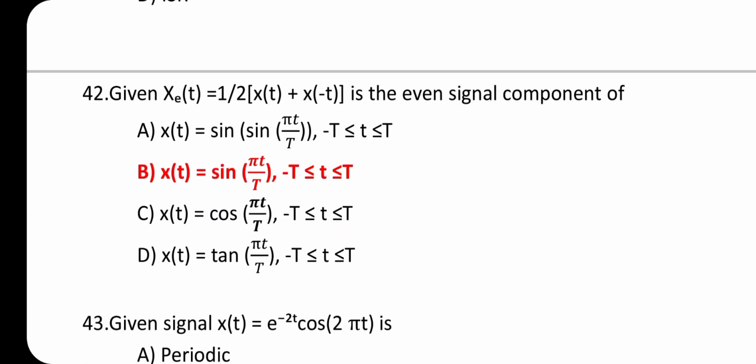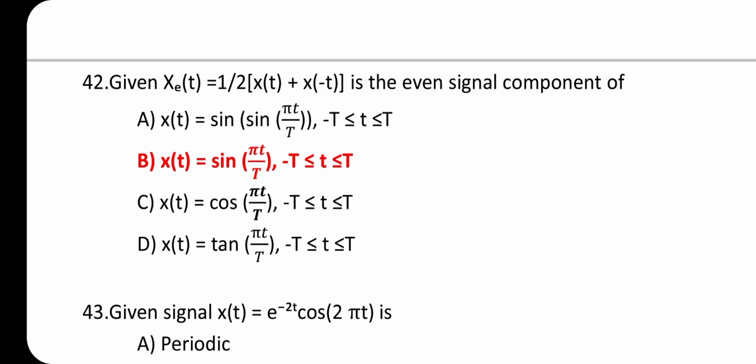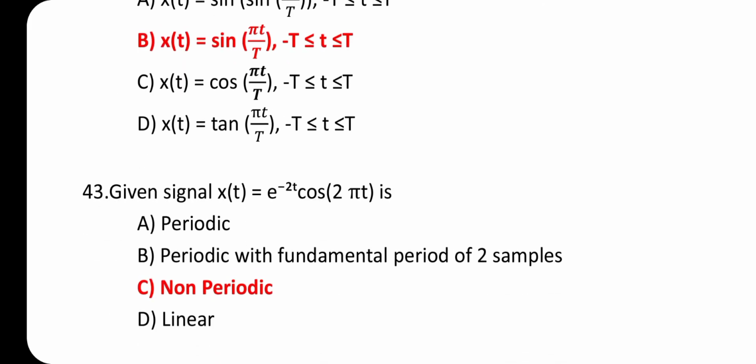Option C. Given XE of t equal to 1/2 x of t plus x of minus t is the even signal component of option B. X of t equal to sin pi t divided by t in the interval minus T less than or equal to t less than or equal to T.